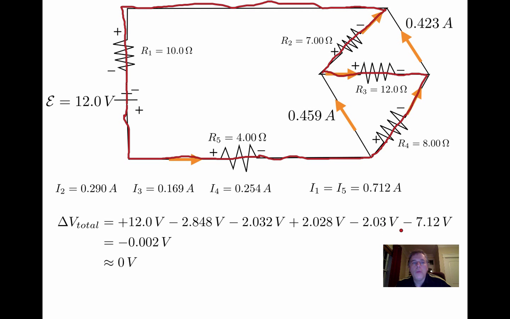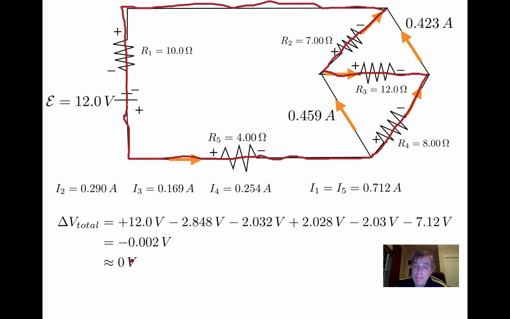And then finally, we closed the loop and we went through R1. When we went through R1, we went from the positive side to the negative side. So we had the negative delta V equal to R1 times I1, minus 7.12 volts. And then we're back to initial point. If we add all those delta V's, we get a sum equal to minus 0.002 volts. Now, because we were working with 2 or 3 decimals, if you round that off to 2 decimals, you get 0 volts. And that's the good result.